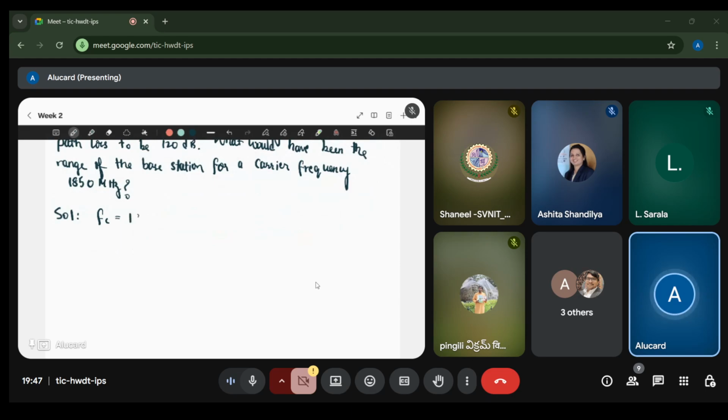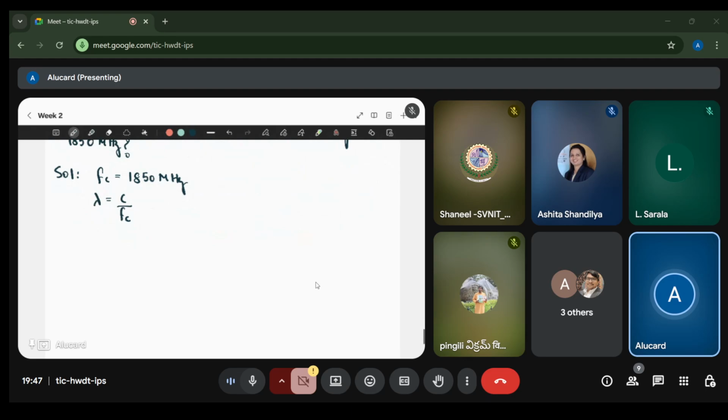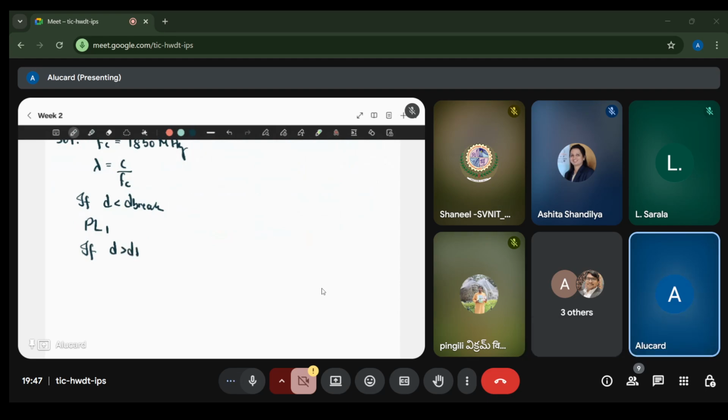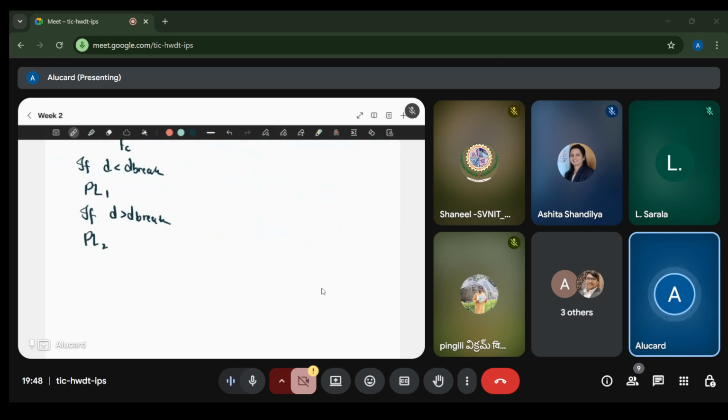Again, frequency is 1850, lambda is C over Fc. First you find lambda, then if d less than d break, you have some formula for path loss. If d greater than d break, you have some formula for path loss. I won't give you the formula, so you can go and look at the lectures.